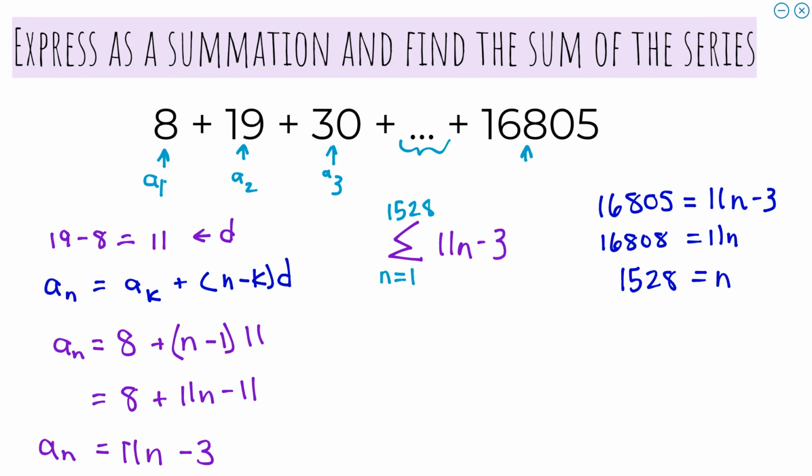From that, we can get our sum using the formula from the last problem. We were going to take our S sub of that number, 1528. And we're going to use that formula where we take our n over 2, 1528 over 2. We're going to have our brackets.